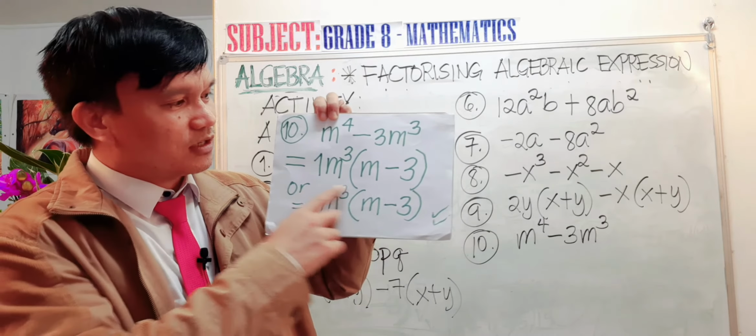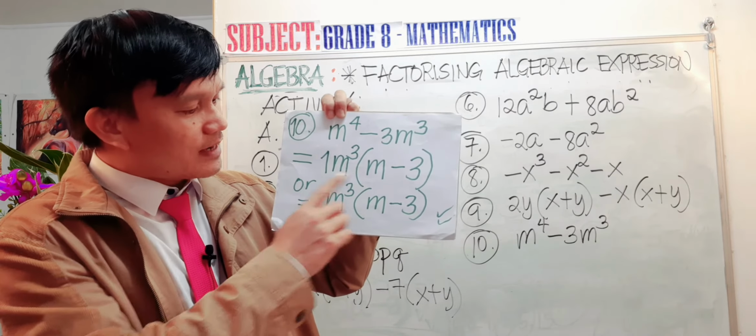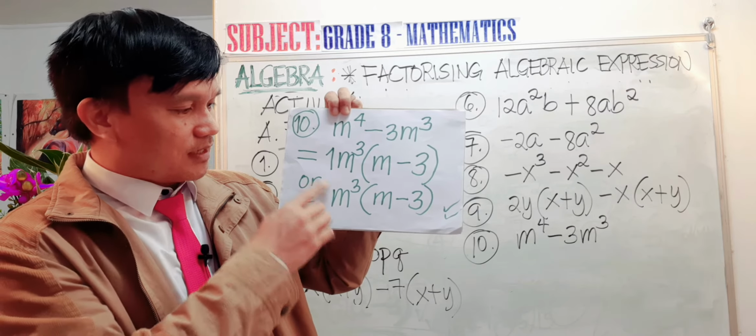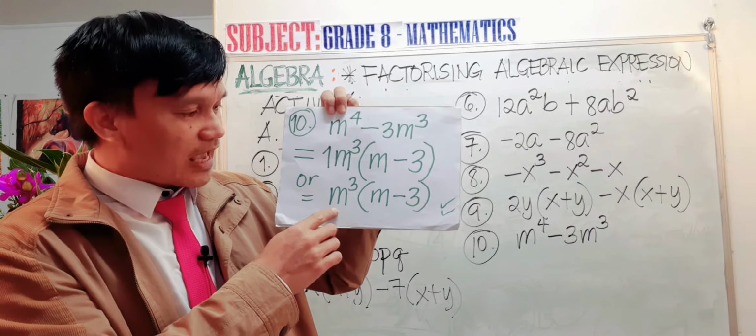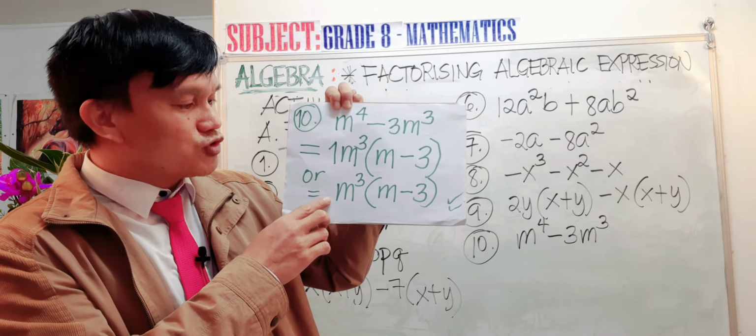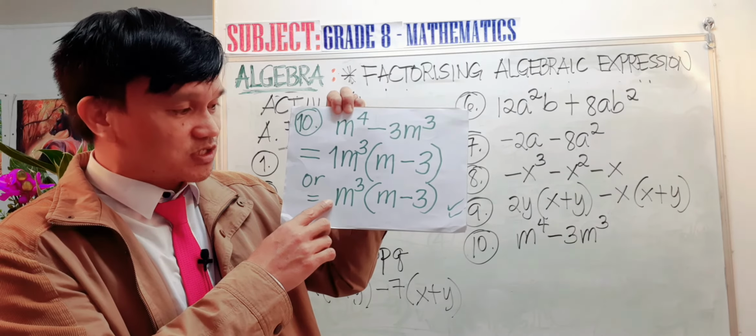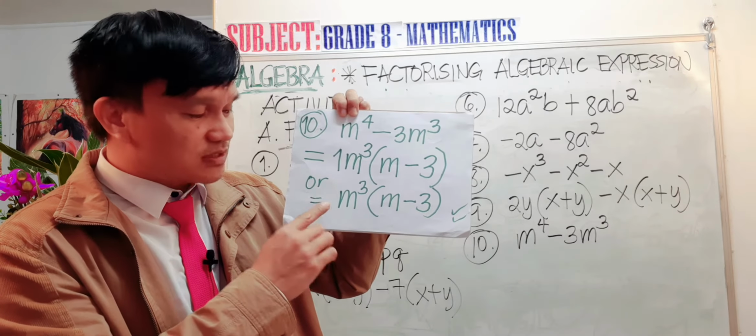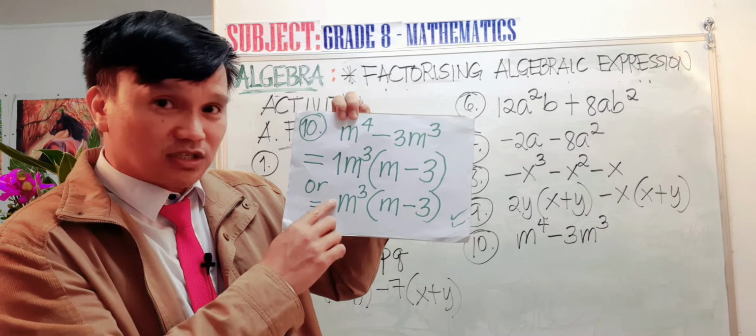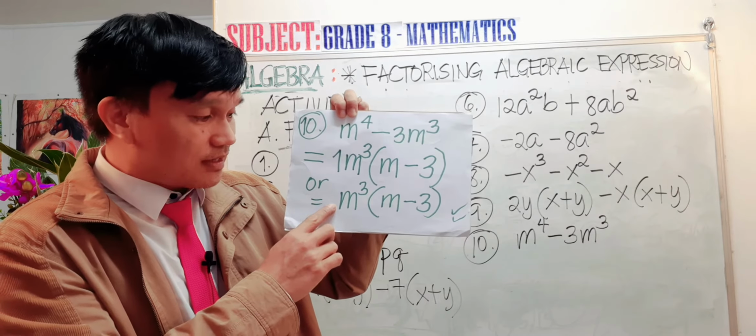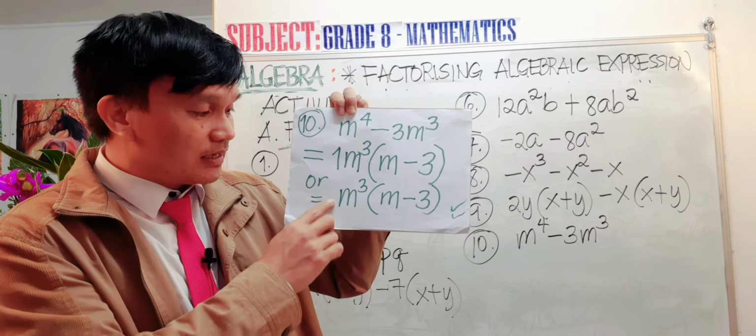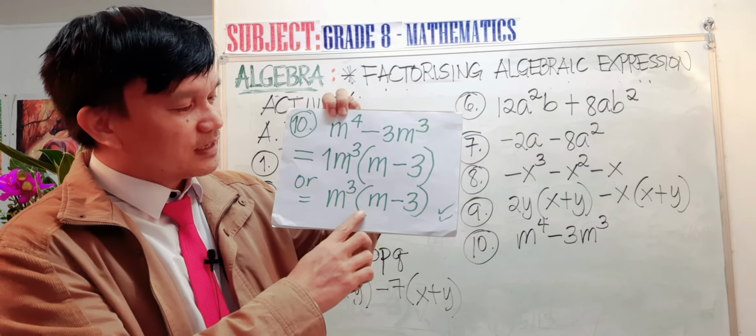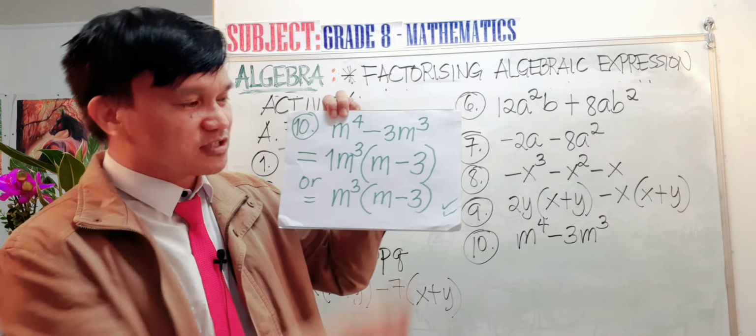Okay? So, now this is the answer. Now, I wrote here m to the power of 3, that is no more 1 as the coefficient. Now take note that in the exam, sometimes you will not see a coefficient of 1 over here anymore because it is understood to have a numerical coefficient of 1. Okay? And then m to the power m minus 3.